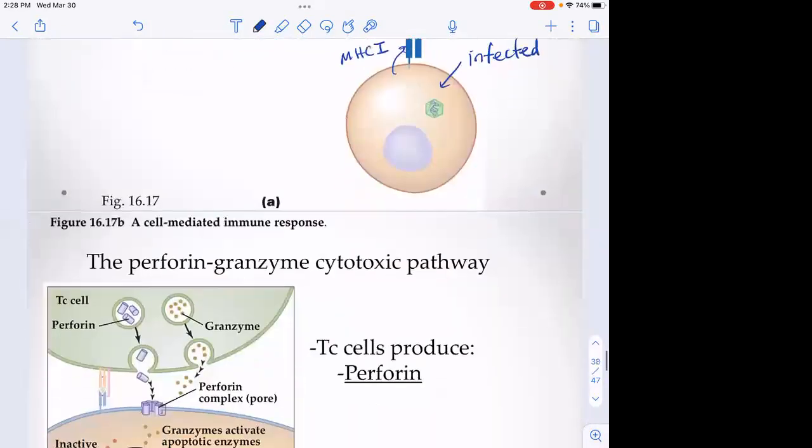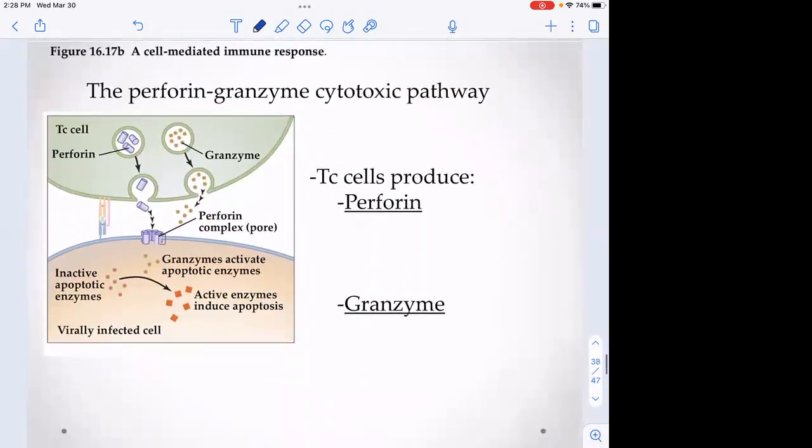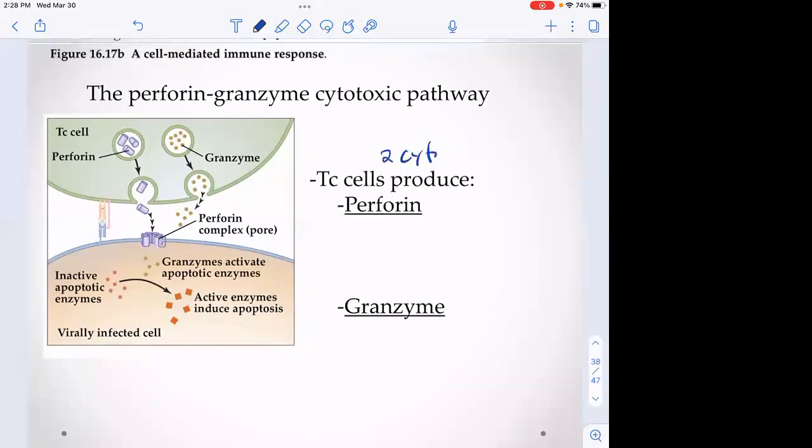Okay, so once it's active, how is it going to work? The book talks about 2 different ways that the cytotoxic T cell can bring about death of the pathogen. We're not going to worry about one. We think this one's maybe a little bit more common, the perforin granzyme pathway. So the other one, that CD95 pathway, you don't need to worry about that. These are 2 cytokines that are released by the activated cytotoxic T cell. Okay, again, 2 cytokines.